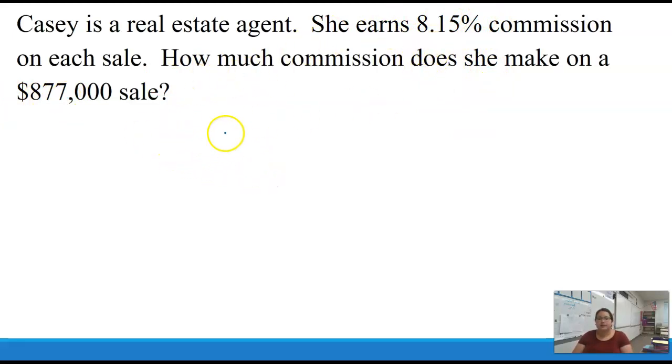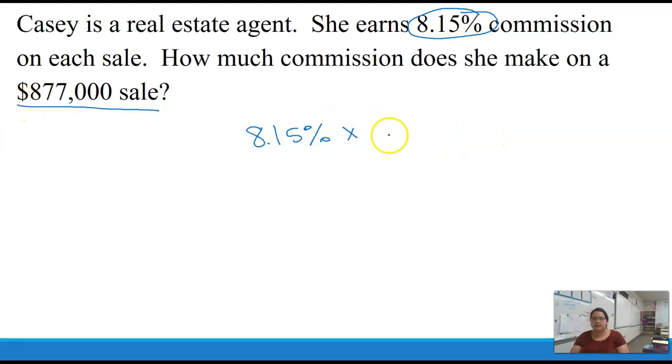So to calculate this, we're going to do the commission rate. This is the commission rate. We're making sure to include the parentheses, and we're multiplying that by the sales. So this is her sale. And you're going to type that in your calculator exactly like that. I want you to pause the video and type this into your calculator and see what you get.